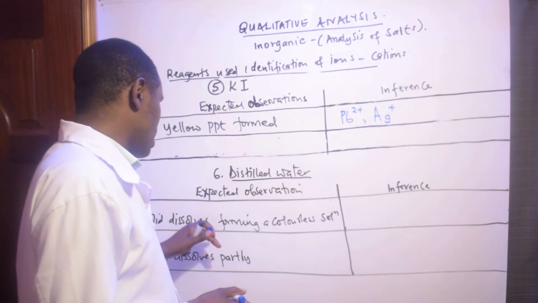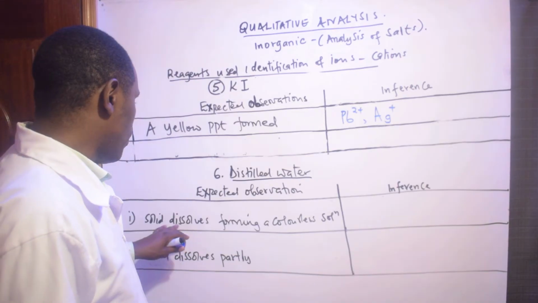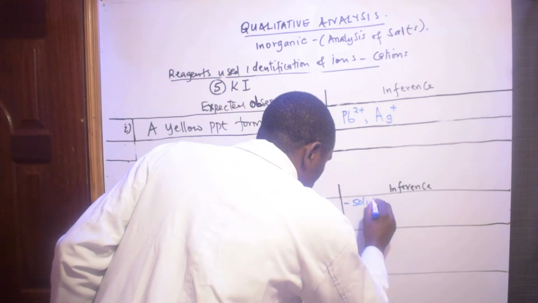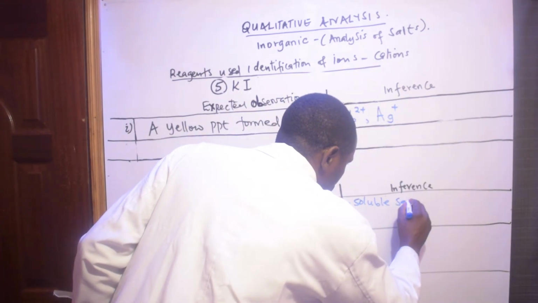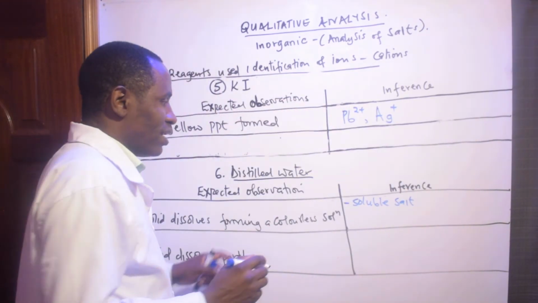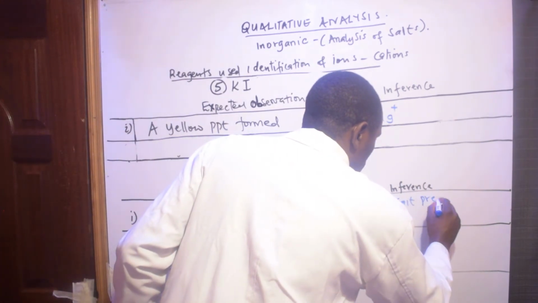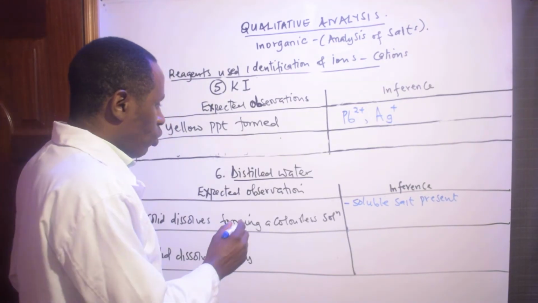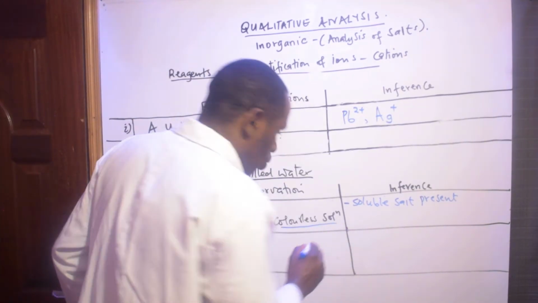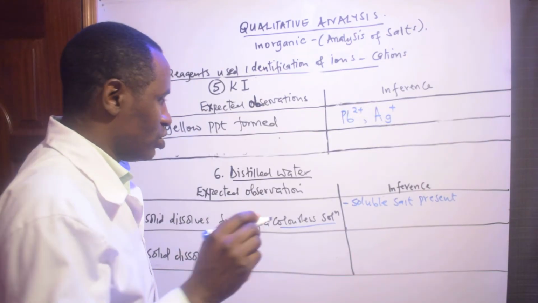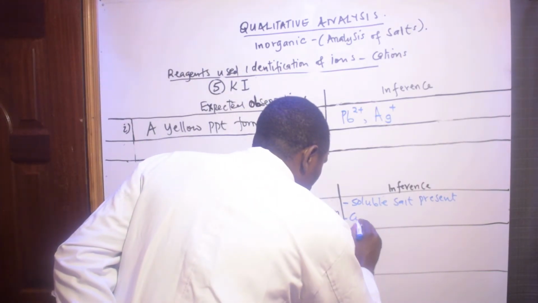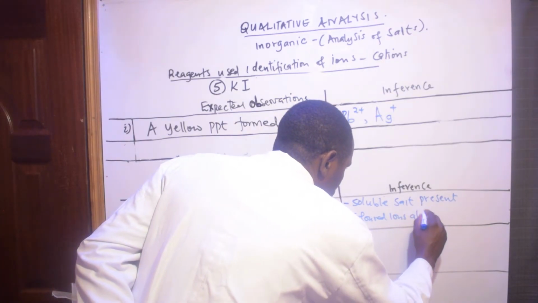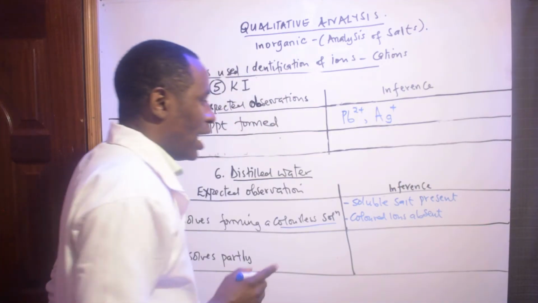What are the inferences for this? For the solid dissolving, that means that the salt you're dealing with is soluble, so we have a soluble salt present. When you form a colorless solution, it means that colored ions are absent.